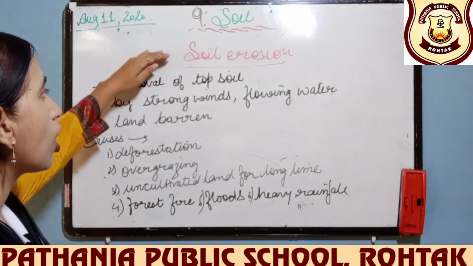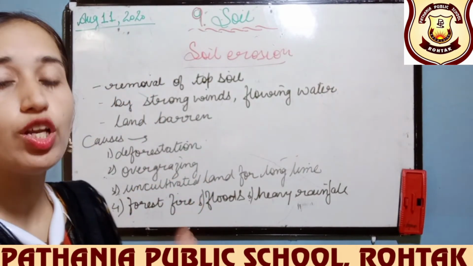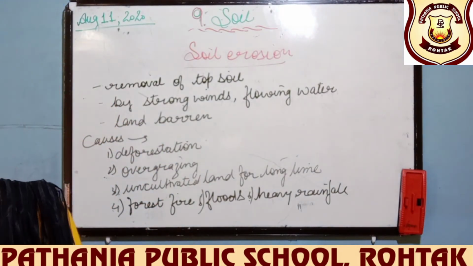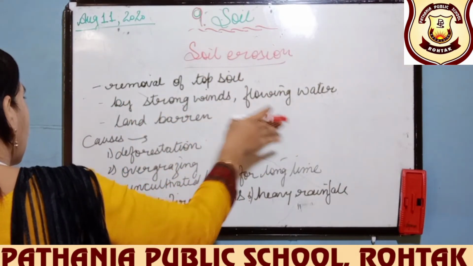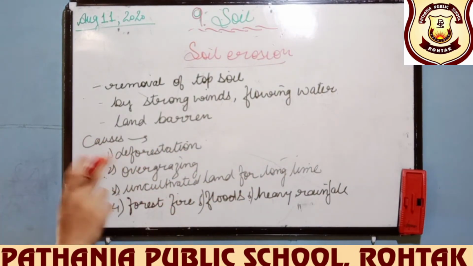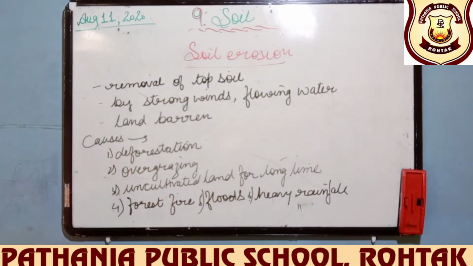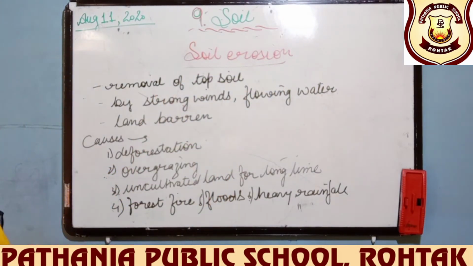As we are on the topic of soil erosion, what is soil erosion? It is the removal of the top layer of the soil by strong winds and flowing water. That is called soil erosion. And this process makes the land barren and unfit for the cultivation of crops. So, what are the causes of soil erosion?